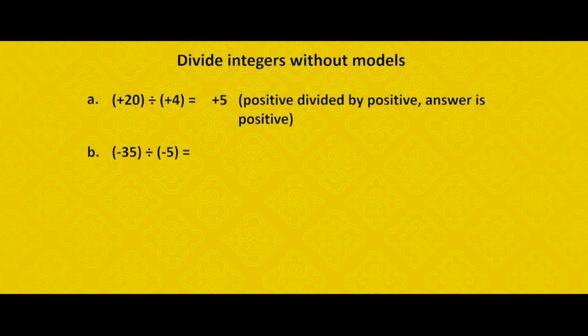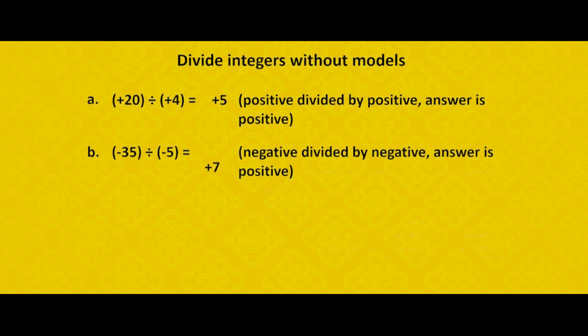B, negative 35 divided by negative 5. Both the integers are negative, so you divide it and the answer will get the positive sign, that is positive 7.